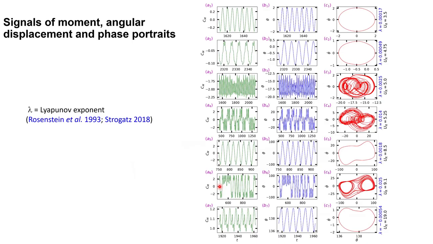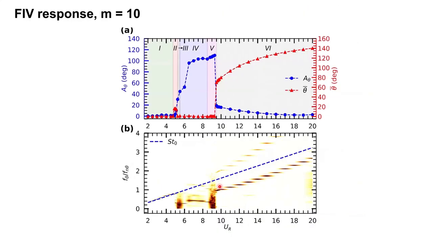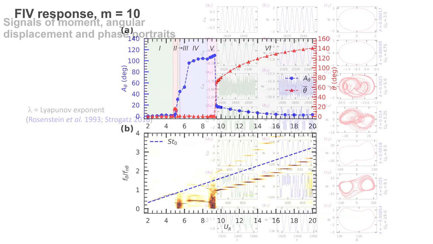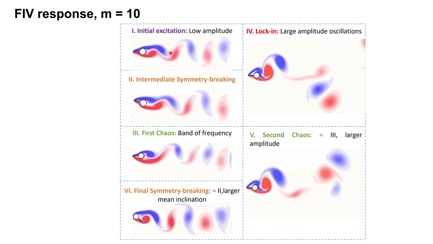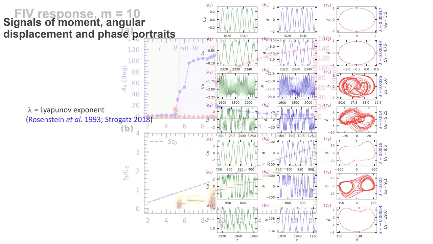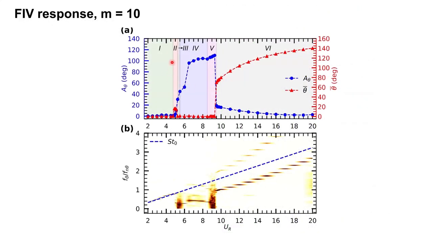So let us see in further detail how we can understand it even better. Here is the plot of theta versus reduced velocity. Now, theta is very low, and these 1, 2, 3, 4, 5, 6 are the different regimes, as I discussed in the previous slide. So one is initial excitation, and if you go back, second is intermediate symmetry breaking, as you can see here. And then after that, the third is the first chaos. And then the fourth is, if you see, another symmetry breaking.